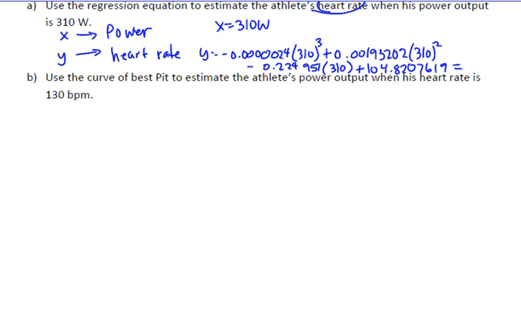149? Is anyone going to argue with that? You can type this in if you really want to. Yeah, 149. Okay, so 149, and that's beats per minute. You need 149 beats per minute.